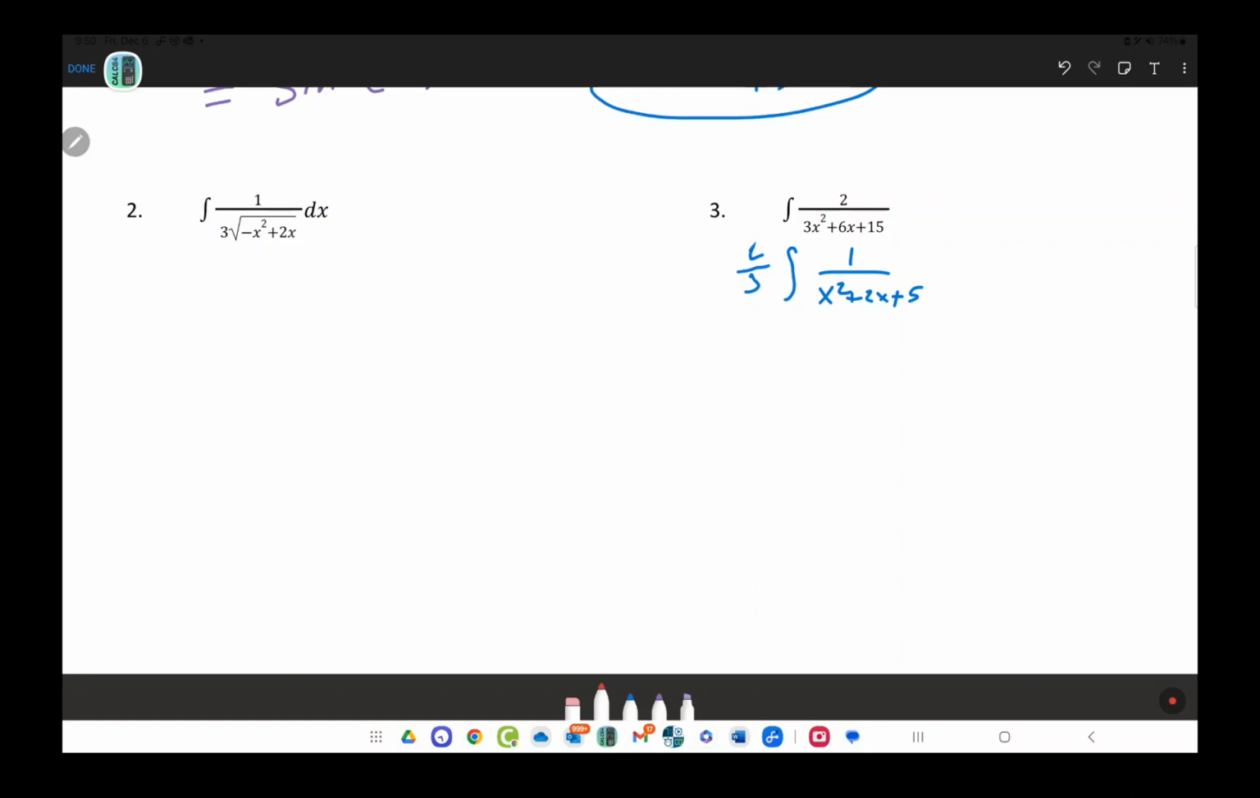So let's look at number 2. For number 2, first things first, we're going to factor out that 1/3. So 1/3 integral of 1 over. Now, inside my square root, I'm going to write this as negative, parentheses, x squared minus 2x, plus some value minus some value. Shoot. Actually, plus some value, right?